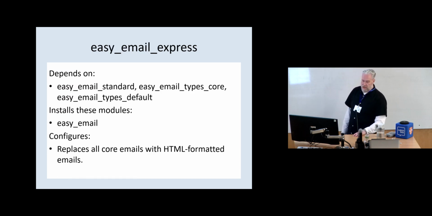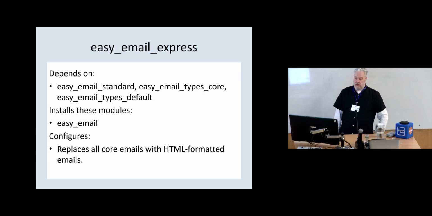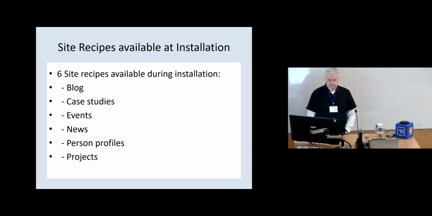The last module that comes out of the box is the Easy Email, and it installs basically Easy Email and some other recipes that I think have actually been contributed up to Drupal.org, so you can compose or require them. And that sets up all core emails so that they all go out with nice HTML formatting rather than the standard text-only stuff that you get out of core. So yeah, whenever you're going through the installation of Drupal CMS, that's basically what you get if you choose nothing.